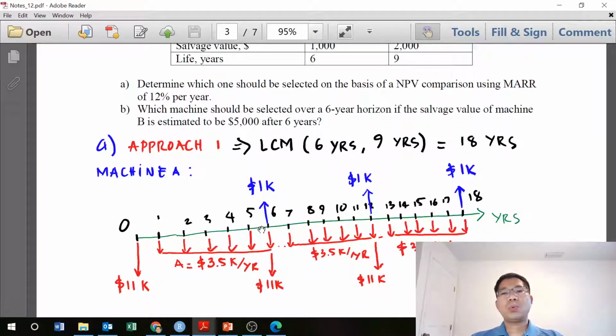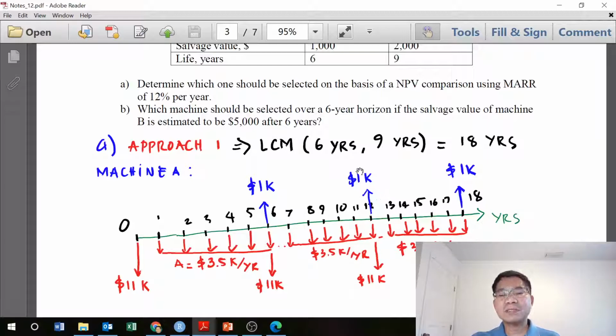And now you see 18 years, but my machine only lasts 6 years. What should I do? I assume that same machine I can buy at the end of year 6, and have the same operating cost for the next 6 years, which is from year 7 to year 12. And then at the end of year 12, I have the same salvage value 1,000. So what does that mean? I resell the first machine A for 1,000 at the end of year 6. I buy the new machine for 11,000, with the same operating cost for the next 6 years.